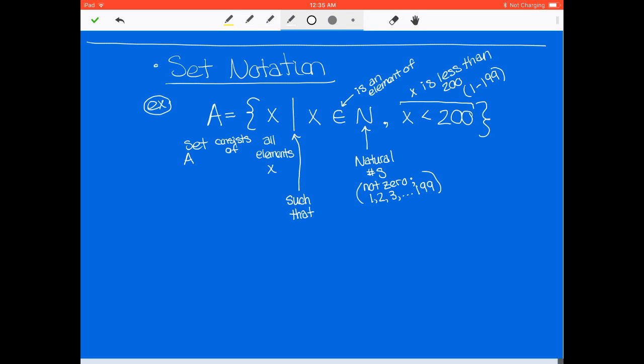This is set notation. So we can take all of those words and write it mathematically instead of having to write everything out. So again, this would read, set A consists of all elements x such that x is a natural number and x is less than 200.